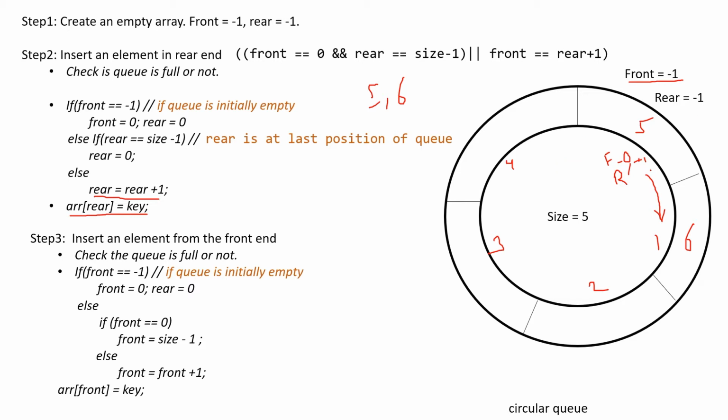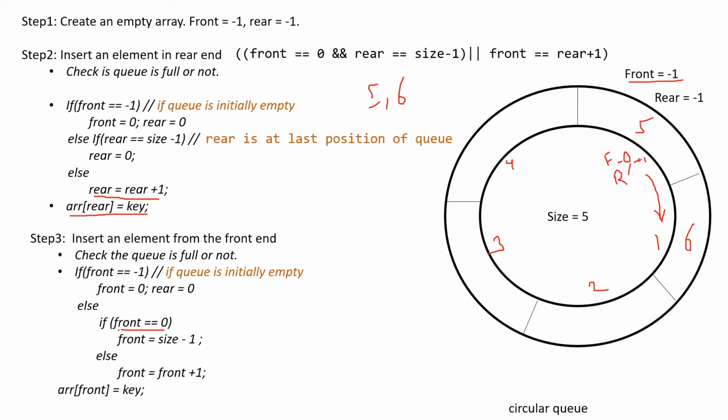Now suppose I want to insert an element at the front index. So it will again check whether the queue is full or not. In this condition also you can see that the queue is not full, right? And whether the queue is initially empty or not. Now the front is not pointing to -1, because we have already inserted 2 elements here, and the front is pointing to 0. After that, if the front is pointing to 0, this condition is satisfied, so our front will move from index 0 to index 4.